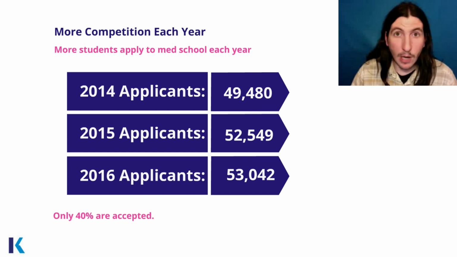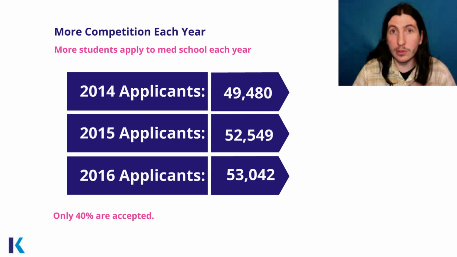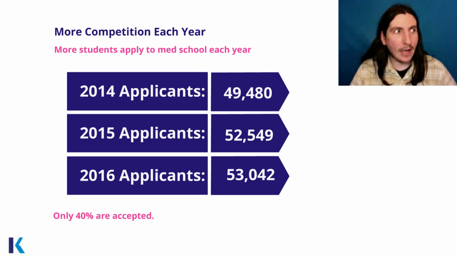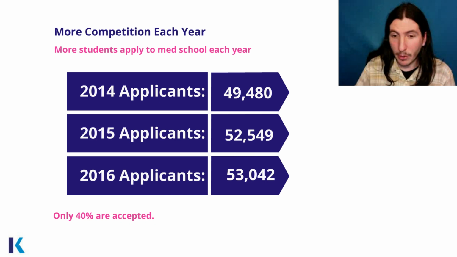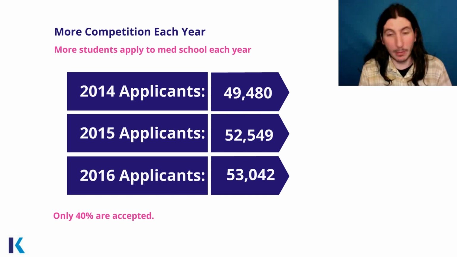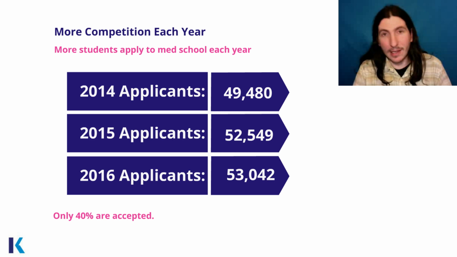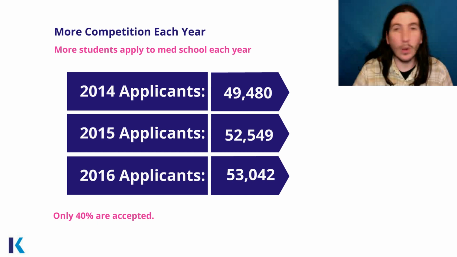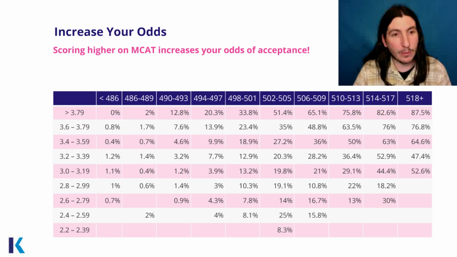All of the rest of your application components are important. I've personally known people with killer MCAT scores who did not do what they needed to in terms of their other application components, namely experience and recommendations, who had to take a gap year and gain some other experience. But the MCAT is essential. It is your best shot at being one of that 2 in 5, being one of that 40%.